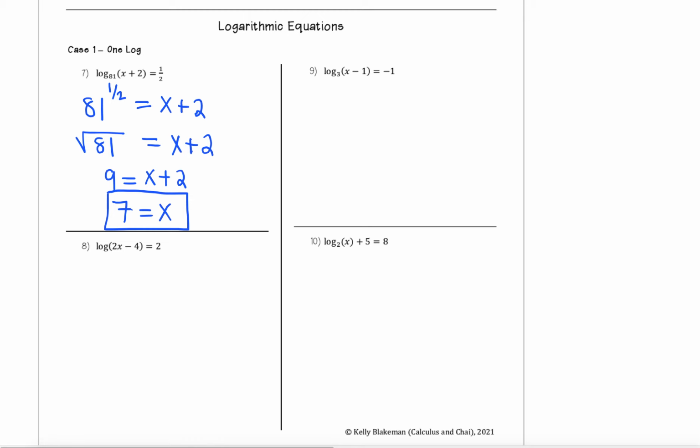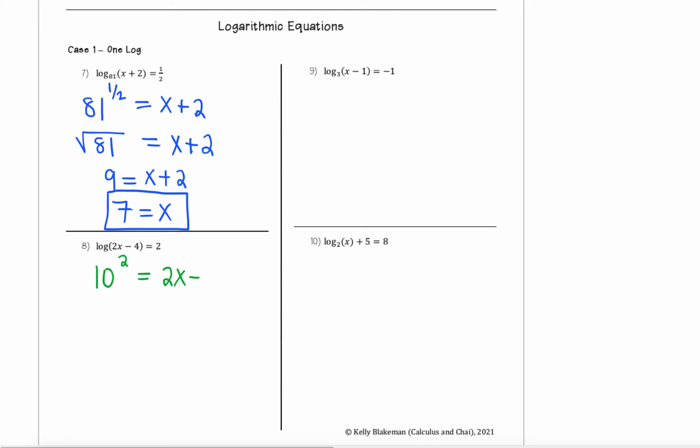Let's look at our next example. Here we have log of 2x minus 4 equals 2. Again, our variable is inside the log, and the only way to get it outside the log is to convert to exponential form. What would our base be in this case? So in this case, our base is 10, since we have that log without anything written in our base. So why don't you guys pause the video and convert this from log form that it's in right now to exponential form.